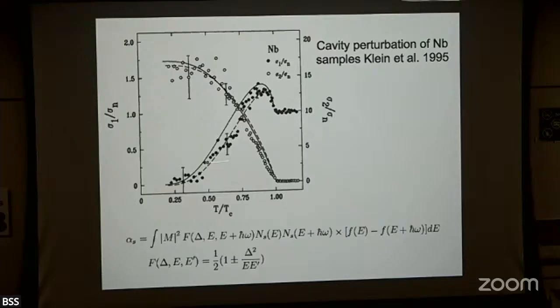You're just caring about fitting this here, and this is the Mattis-Bardeen form, which if they went to lower temperatures, you would resolve that it's exponential because it's niobium. Yeah. Okay, good. Great. Yeah, please.